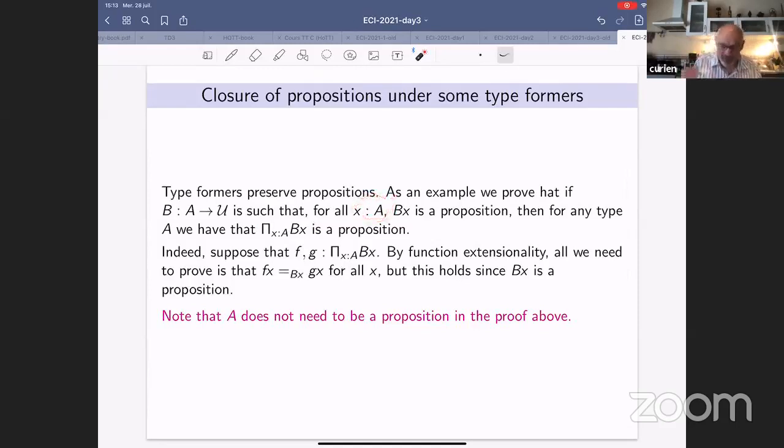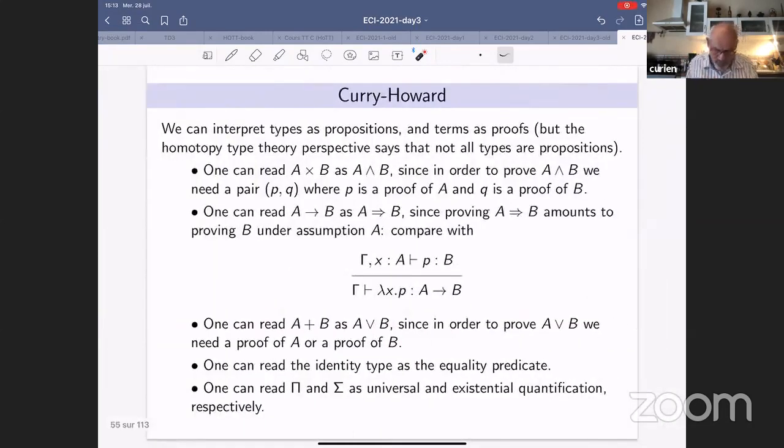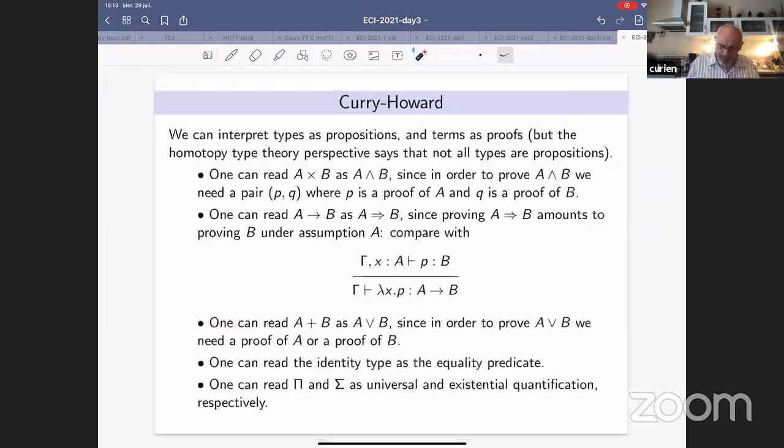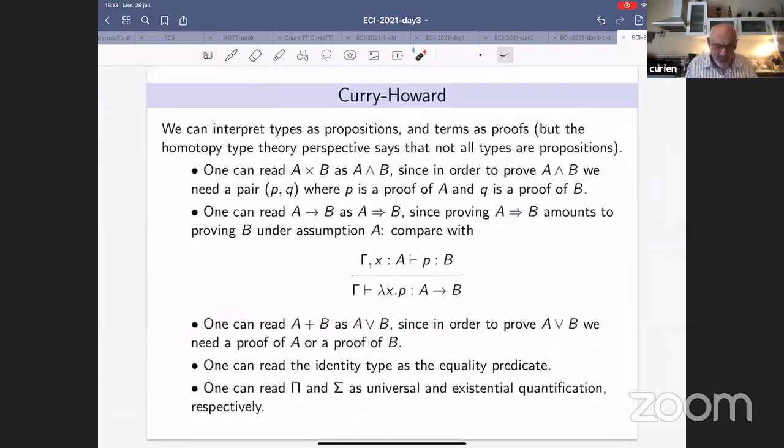So let me state it again. If A is arbitrary, and pi x in A, B x are propositions, then pi x in A, B x is a proposition. Okay, so we will see why. And then a short discussion of Curry-Howard.